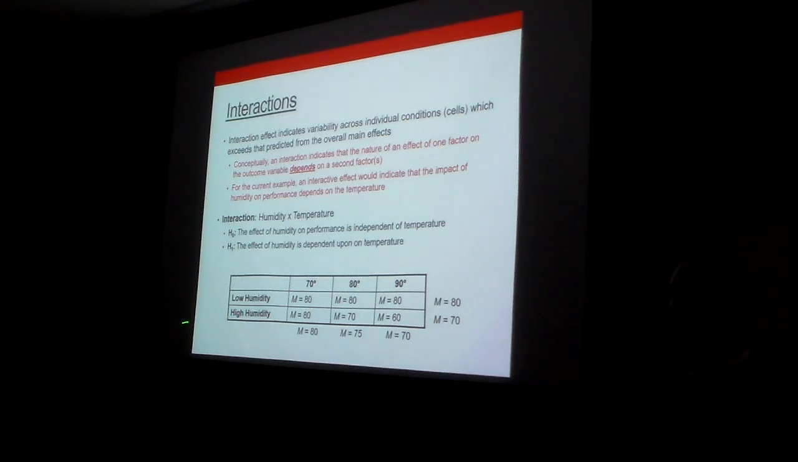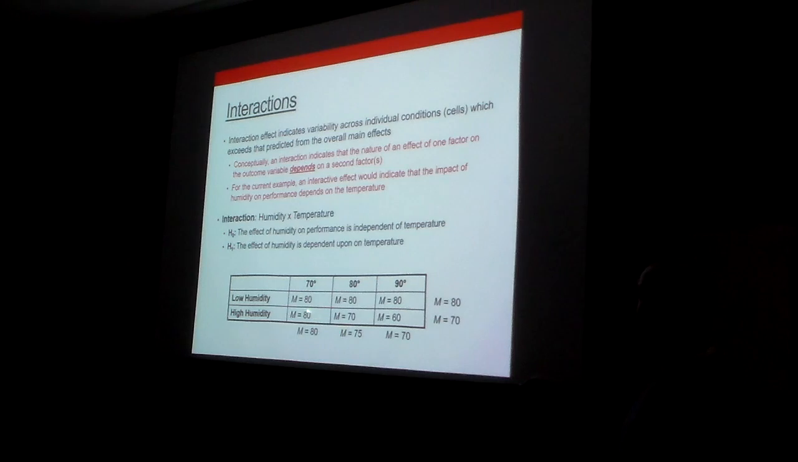Right? So here, if we look at performance at 70 degrees, high and low humidity is about the same. Then if we look at 80, all of a sudden we've got a difference. Then at 90, all of a sudden we've got a bigger difference, right? So it looks like differences in performance across high and low humidity start to depend on which temperature condition we're looking at.